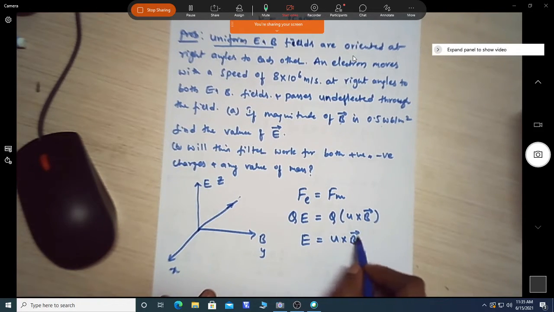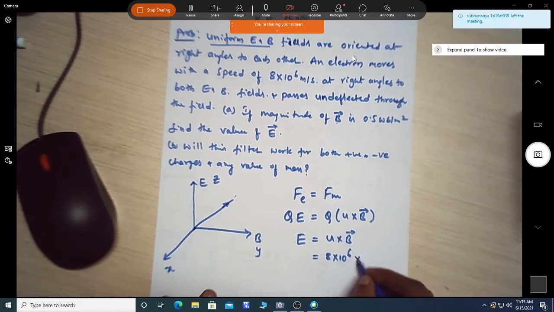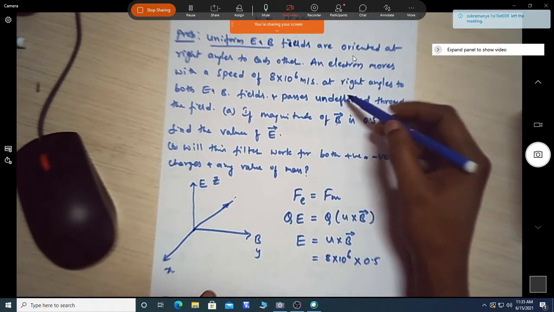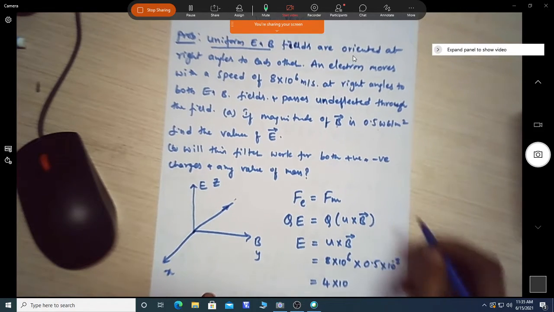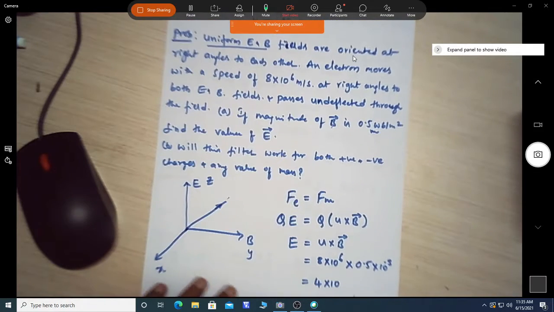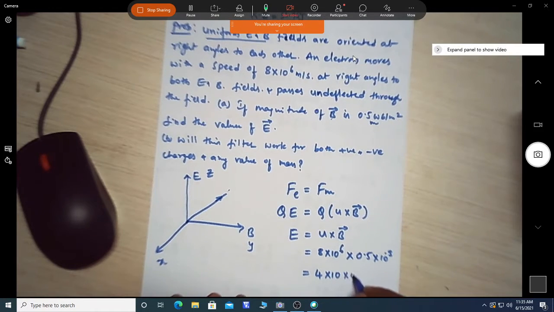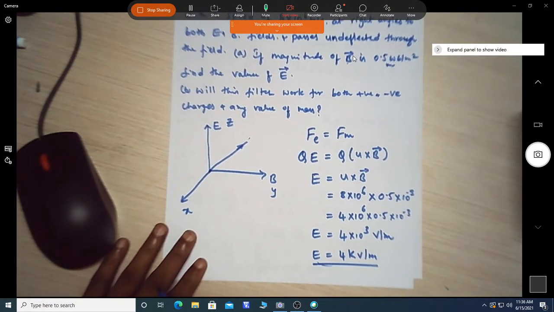Since only the magnitude of the field is given, we can write 8 into 10 power 6, the velocity of the charge, into 0.5, whatever field is given. So this will give 4 into, sorry, this is 0.5 milliweber per meter square. If I take 0.5 milliweber, which is 10 power minus 3, it gives 4 into 10 power 3. So this is the electric field intensity, or we can write E equal to 4 kilovolt per meter. So this is the electric field intensity which we get.